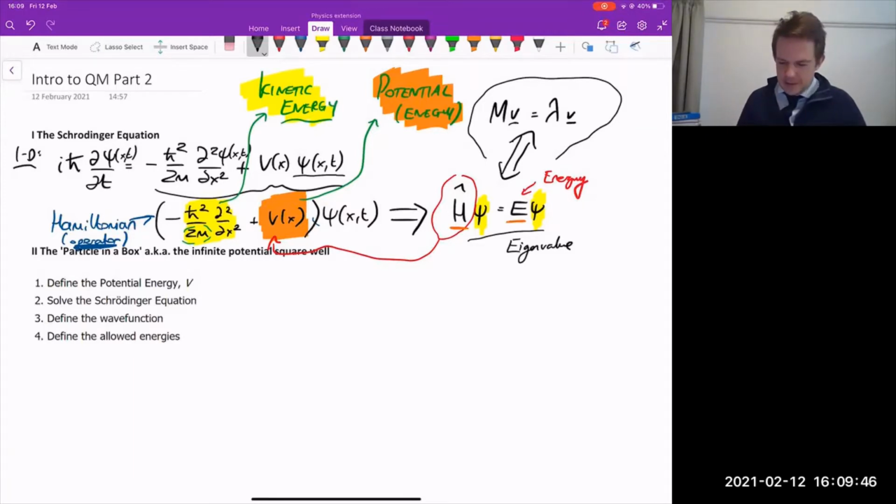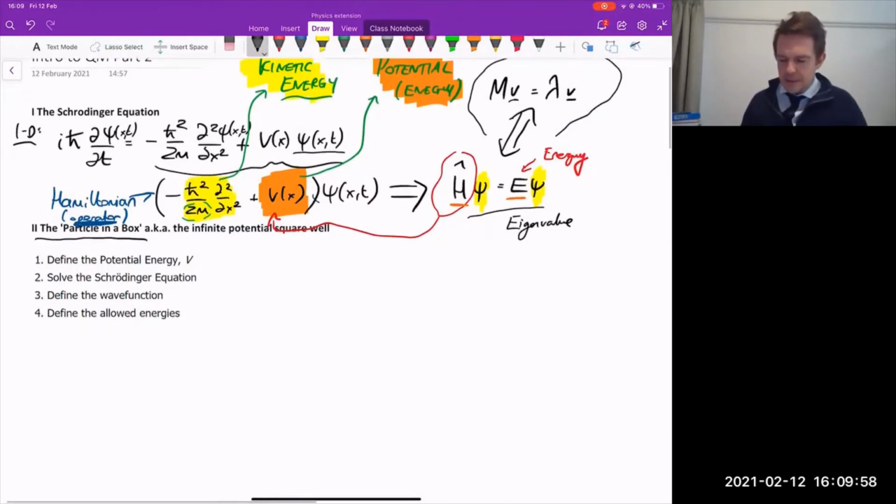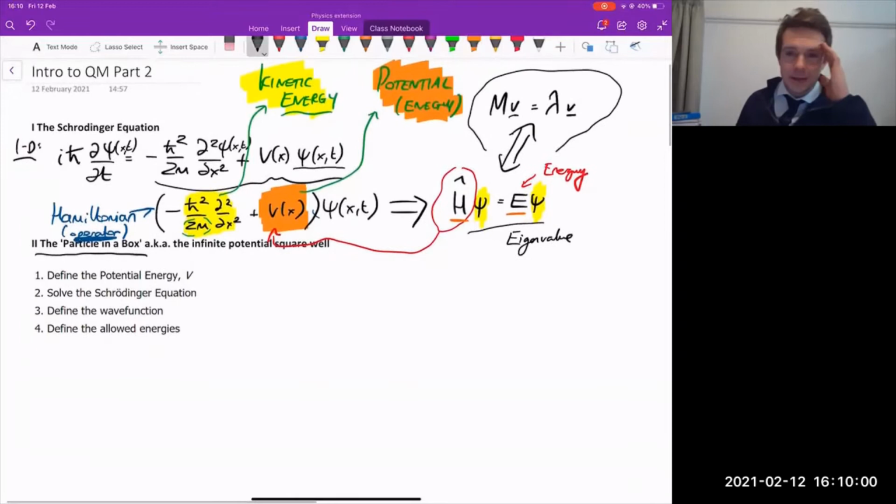Now, we don't want all of this. I'm not going to solve this whole thing and look at every last detail. I'm going to simplify it. I'm going to use this situation called the particle in a box to show you how you work this one out.